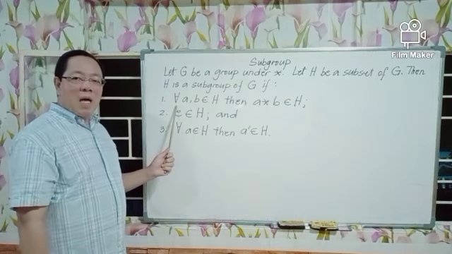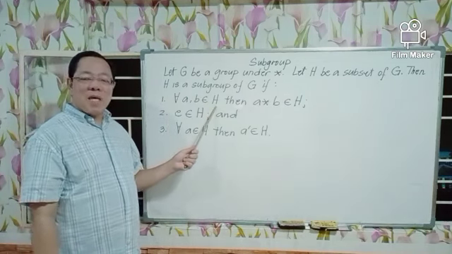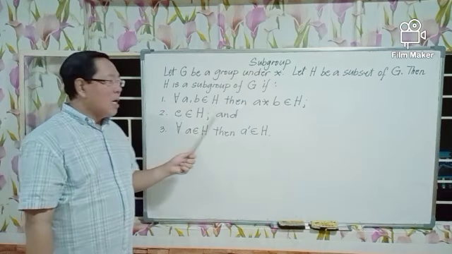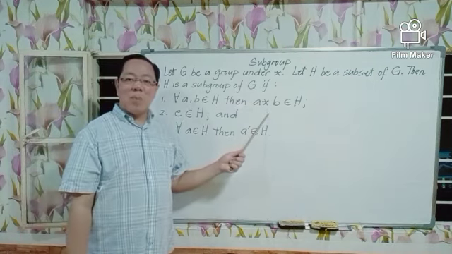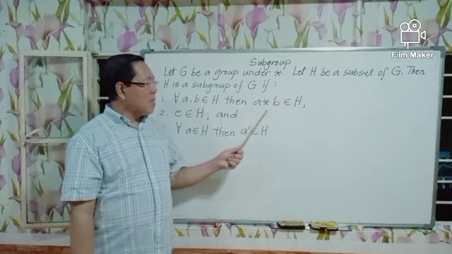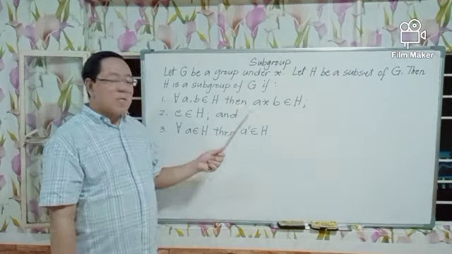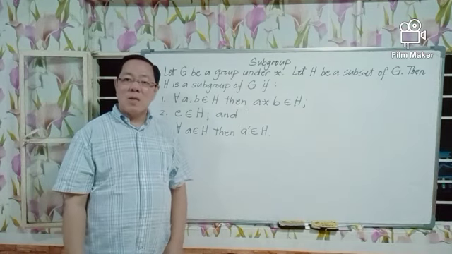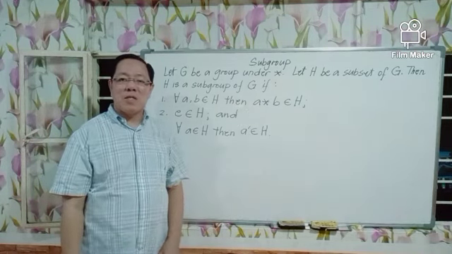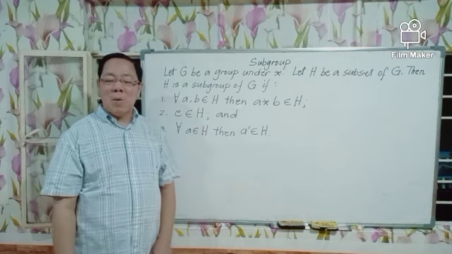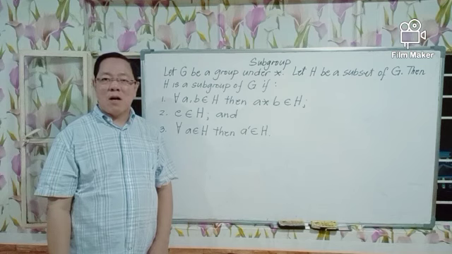Number one, for every A, B element of H, if you take any two arbitrary elements of H denoted by A and B, and you combine them by the binary operation star, A star B must be an element of H. And this first property of a subgroup is known as the closure property. That is, the subset H of G must be closed under the binary operation star.